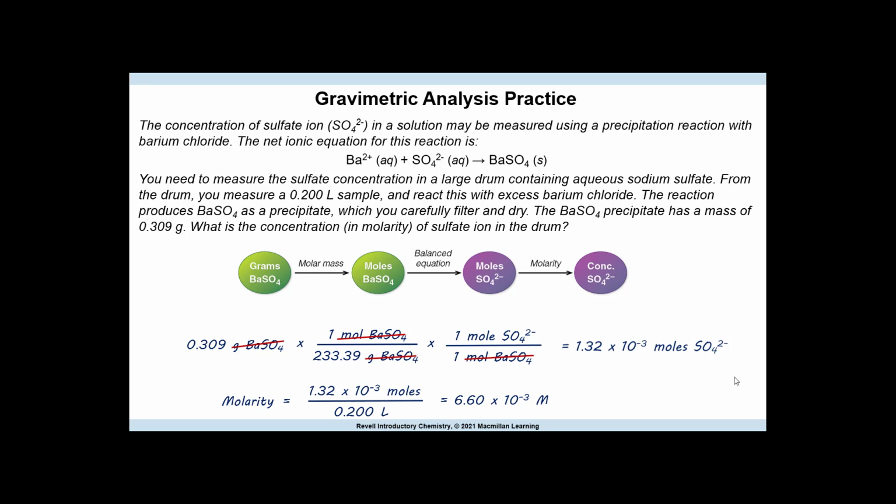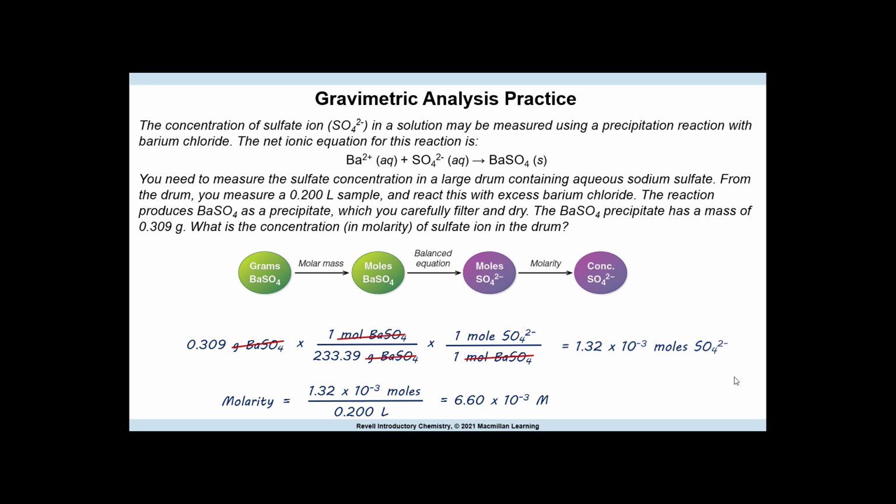So let's take a look at a problem. The concentration of sulfate ion in a solution may be measured using a precipitation reaction with barium chloride. The net ionic equation for this is, you can see, barium ions plus sulfate ions produces barium sulfate as a solid. You need to measure the sulfate concentration in a large drum containing aqueous sodium sulfate.